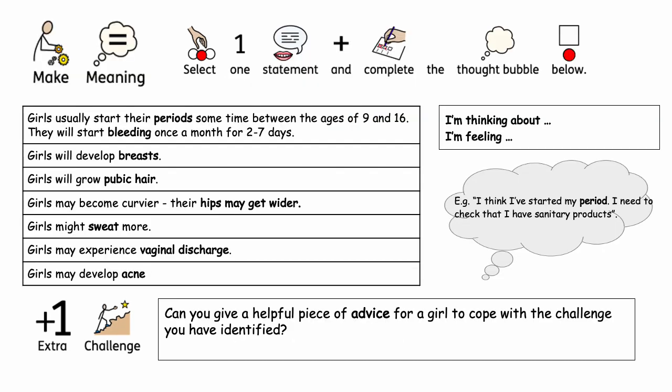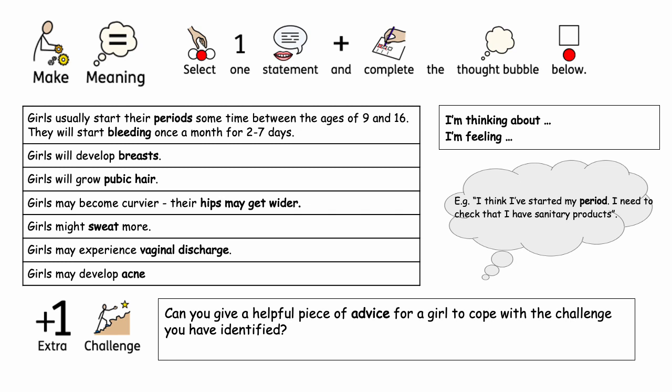For your next task, I'd like you to select one statement and complete the thought bubble that is in your student workbook. And you're going to do like we did last lesson, where we think about how a girl might be feeling if she's experiencing this. So for example, I think I've started my period. I need to check I have some sanitary products. That might be what a girl is thinking when she experiences her period.